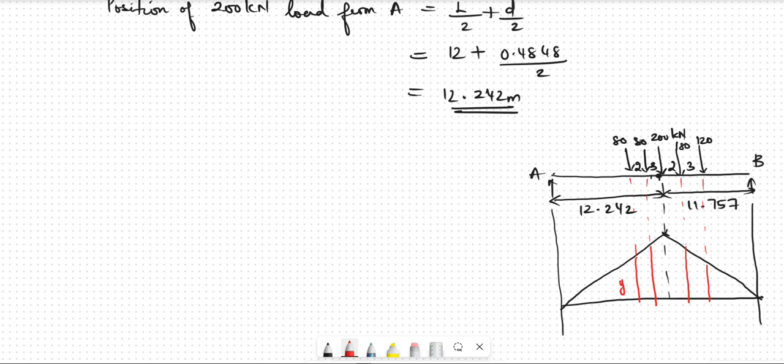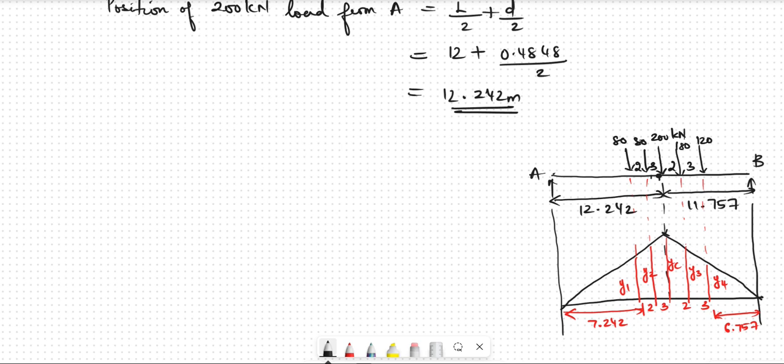So let us mark from here y1, y2. Then you have yc here. Then this be y3 and let this be y4. So this is 2 meters, this is 3 meters, this is 2 meters, 3 meters. So this much distance, when you subtract, you get 6.757 here, and this distance is 7.242. So now you have everything you need to find the absolute maximum bending moment.